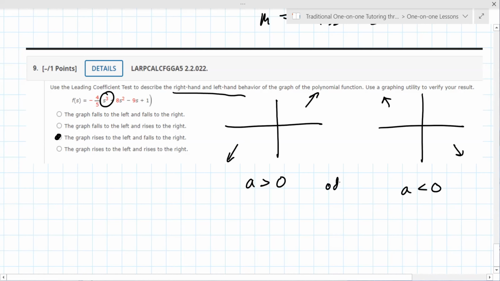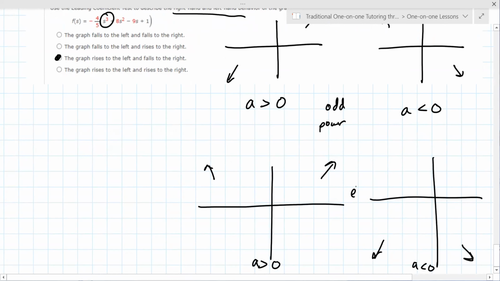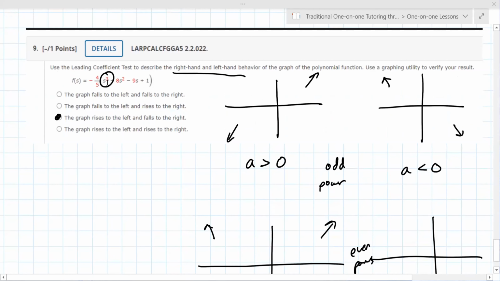And these are for odd powers. So for even powers, it's kind of similar. If the leading coefficient is positive, it starts high and ends high. If the leading coefficient is negative, it starts low and ends low. And these are for even powers. Definitely something you want to remember. You could also just graph this, Niko, if you were really stuck and didn't want to remember all this stuff. You just enter this in your calculator and see which way it looked. Okay.